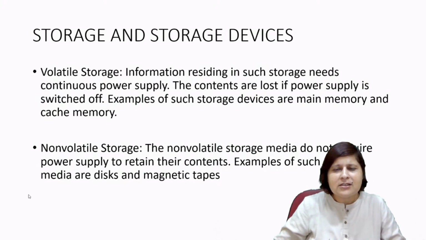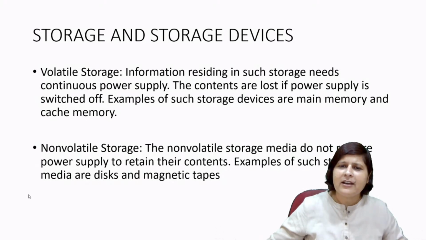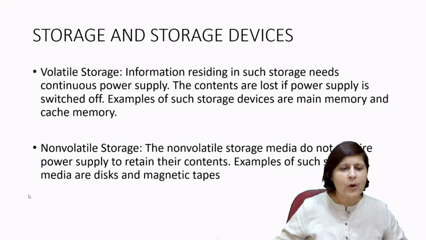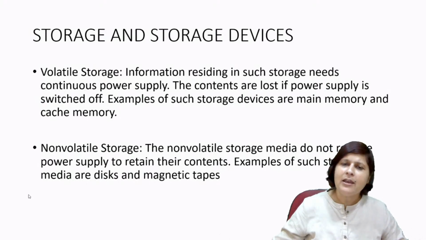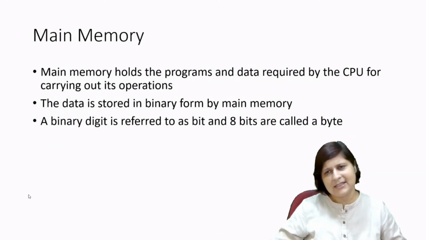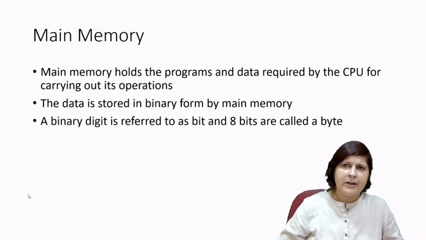Volatile storage needs a continuous power supply, and the data is lost if the power supply is switched off. Non-volatile storage does not require a continuous power supply to retain the content. It can be retained once it has been saved. Main memory, an example of volatile memory, is the RAM, and there are many examples of non-volatile memory.